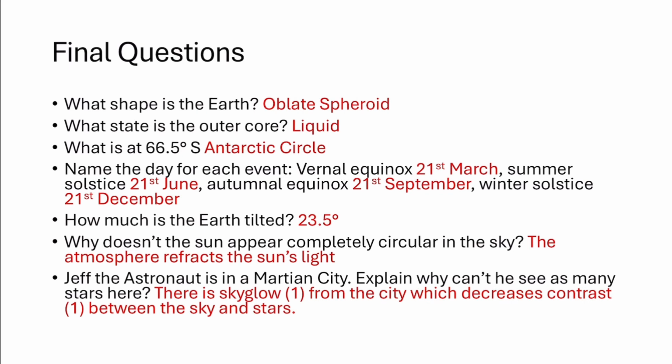A lot of questions you'll get in astronomy aren't straightforward, as with all the other sciences, and you have to think of all the things you've done and apply them to the question that you're being asked, which is a bit similar to Jeff the Astronaut in The Martian City, which is a question about sky glow, although it isn't explicitly said as sky glow. That's what you have to assume.